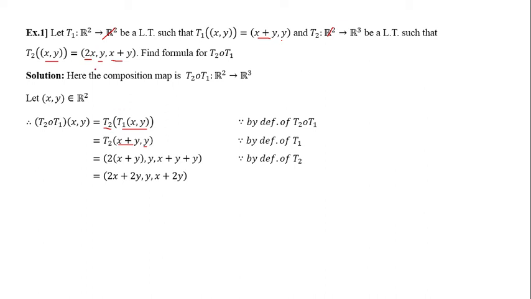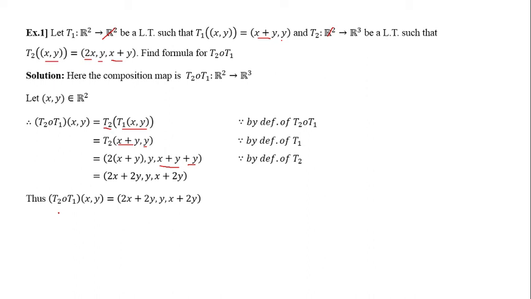So T2 is 2 times this new x, so 2 times (x plus y). The middle component is the y component as it is, and the third component is new x plus y component. So simplify this. You will get 2x plus 2y, the middle component is y, and the third component is x plus 2y. And thus we have a formula for T2 composite T1 operating on (x, y) is (2x plus 2y, y, x plus 2y).